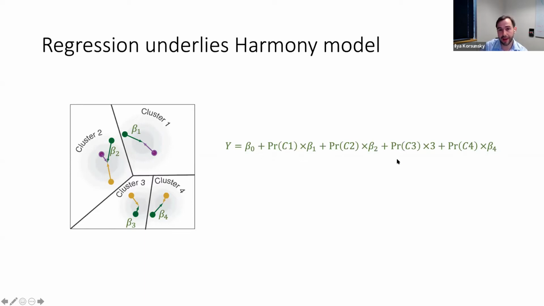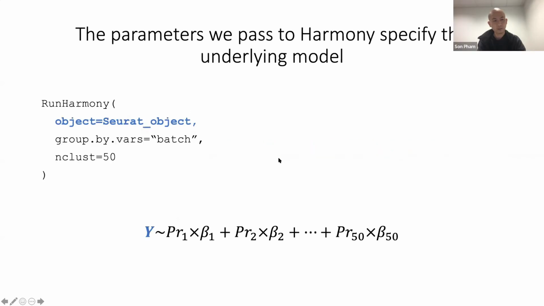And then for every batch, we can try to learn its batch correction factor. And because every cell can belong probabilistically to multiple clusters, we want to take a weighted average over all of the possible batches, over all the possible clusters that that cell can belong to. And so this is the full regression model.